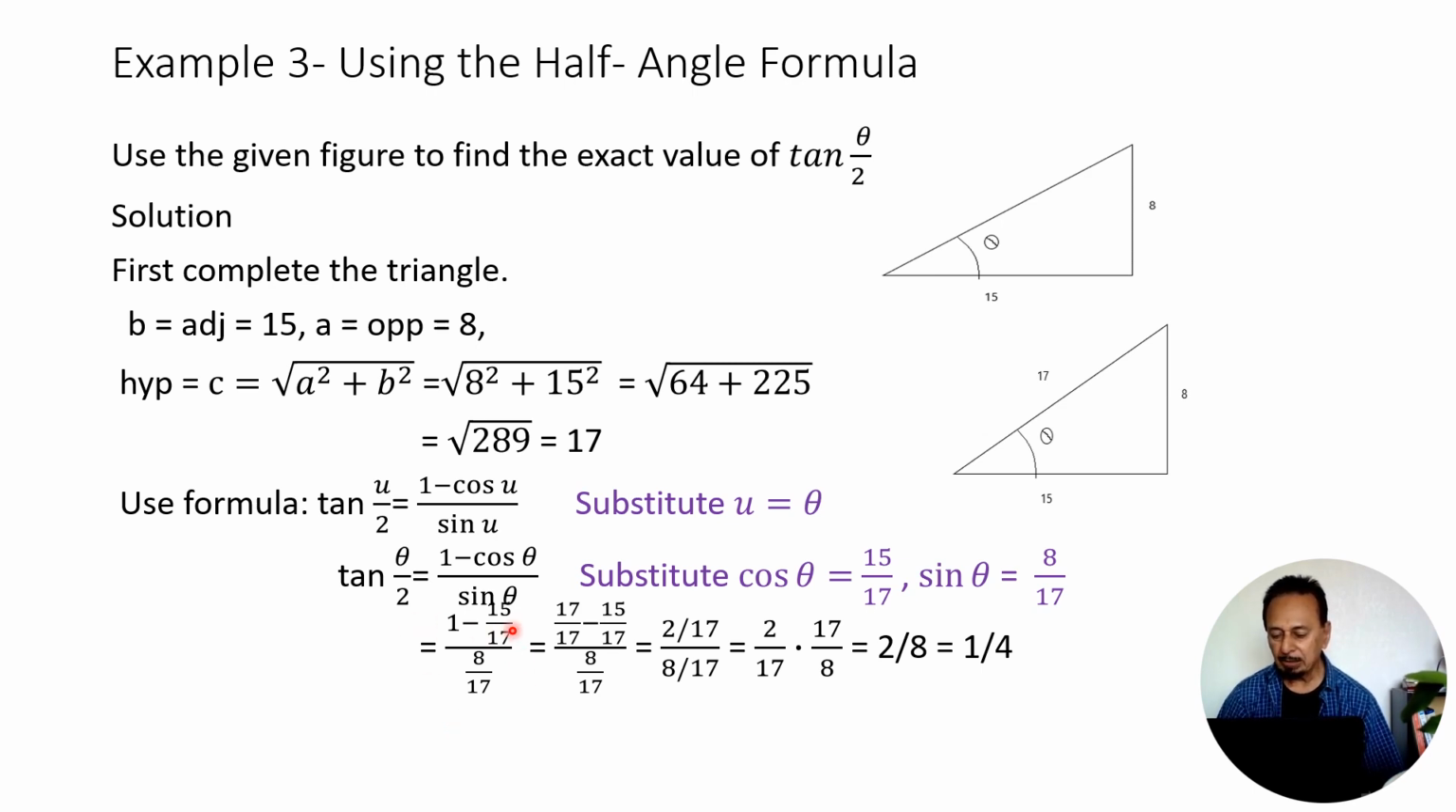So we have 1 minus 15 over 17, over sine theta, which is 8 over 17. Now we subtract: we convert 1 into 17 over 17. So now 17 minus 15 is 2, so it will be 2 over 17 divided by 8 over 17. We can write this as 2 over 17 times the reciprocal of 8 over 17, which is 17 over 8. So then we simplify: 17 cancels with 17 and you get 2 over 8, and 2 over 8 is 1/4. So tangent theta over 2 is 1/4.